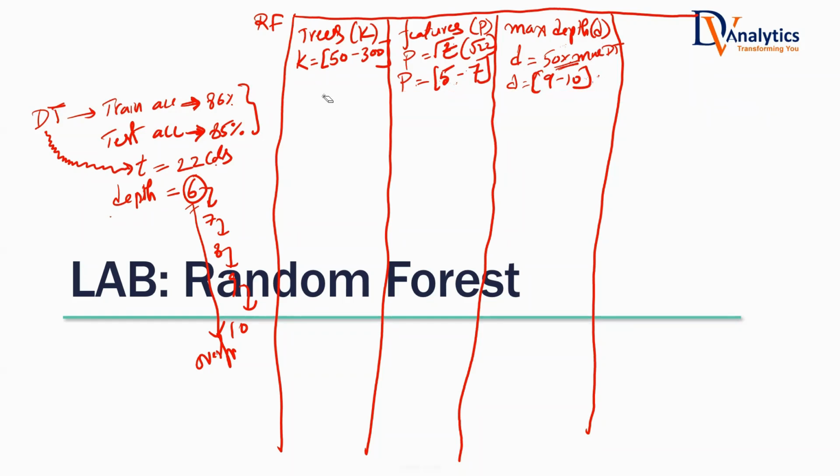If you follow these tricks, remember these are not rules. These are tricks observed after working on several problem statements. They are not rules set by anybody. The parameters in the code are: the number of trees is given as n_estimators, which has to be a very large number; the number of features is given as max_features; and max depth is given as max_depth.